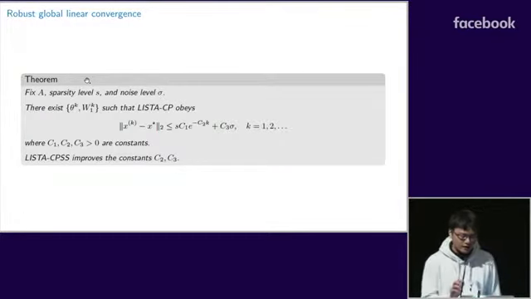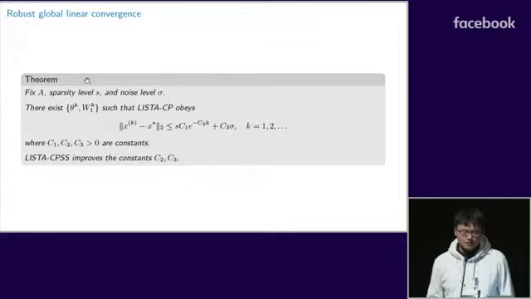Theoretically, we can show that both of these methods, the coupled LISTA and the coupled LISTA with support selection, have robust global linear convergence. That is to say, we can find a sequence of parameters such that the coupled LISTA converges to the ground truth solution at a linear convergence rate, and the support selection can further help the algorithm improve the convergence rate and also find a better recovery.